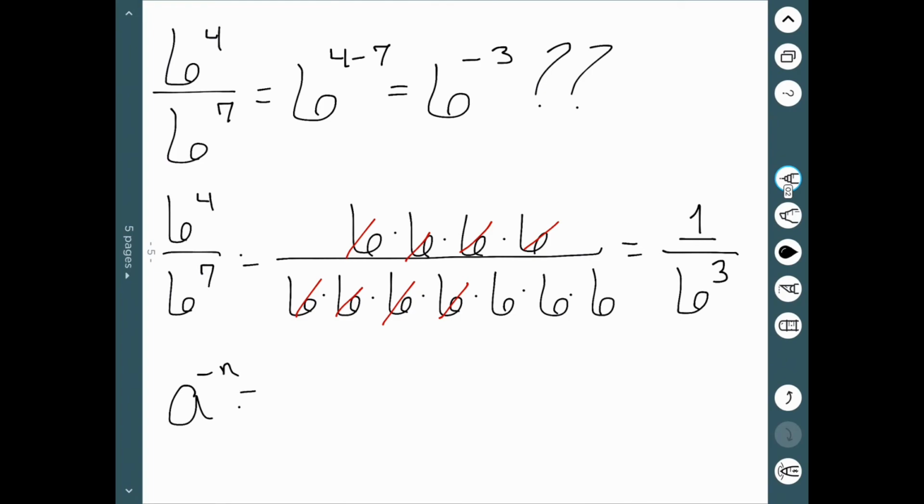A to the negative n is the same thing as 1 over a to the n, just like 6 to the negative 3 was the same as 1 over 6 cubed. In addition, if I have a negative on the bottom of a fraction, it moves to the top. Essentially, all a negative exponent tells you is to move that term to the other side of our fraction.